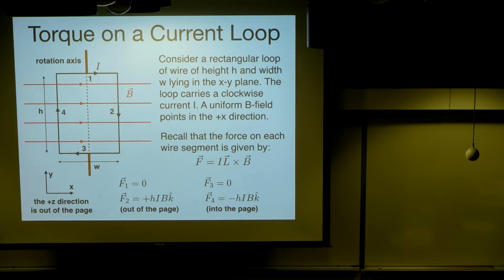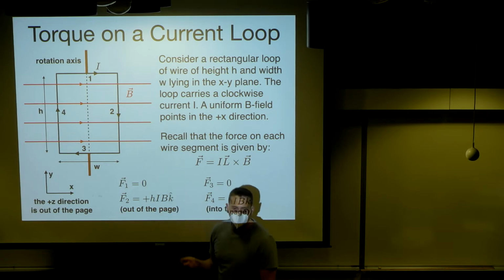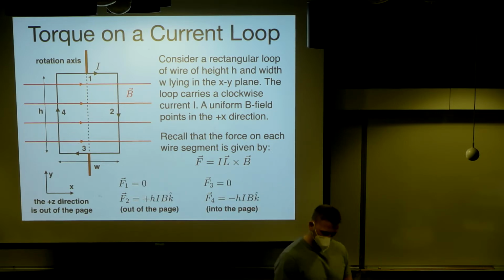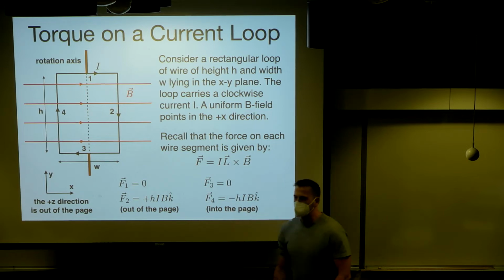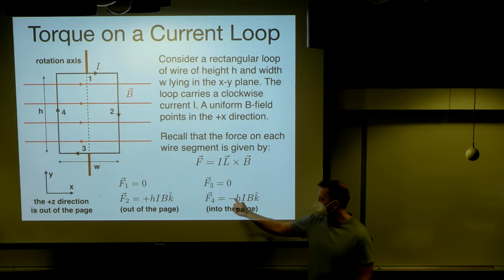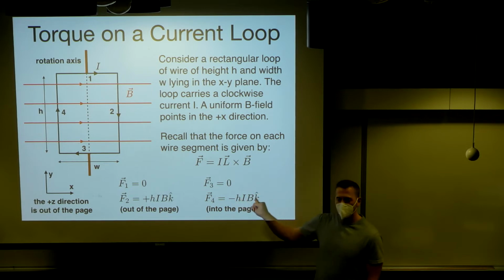Okay? And as far as the magnitude of it, it's still H times I times B, because that's the length H, still current I, still B field strength B. But again, I want to show that's going into the page. So I'll write F4 as minus HIB K hat.